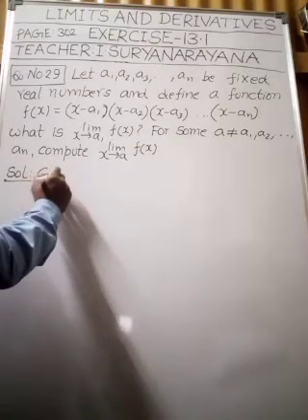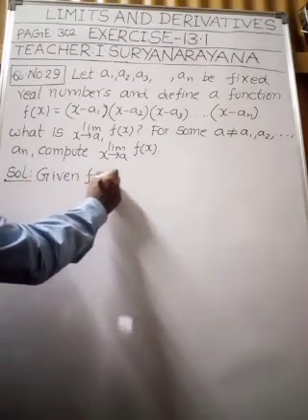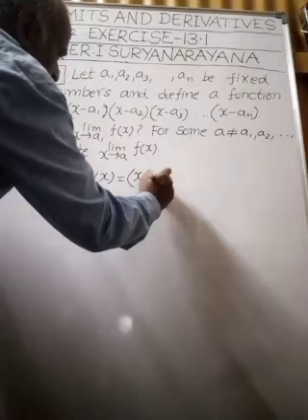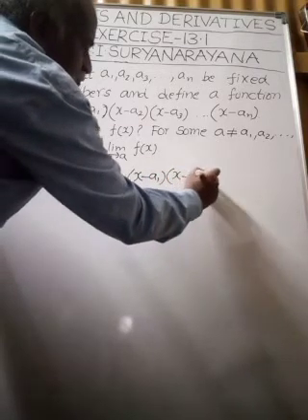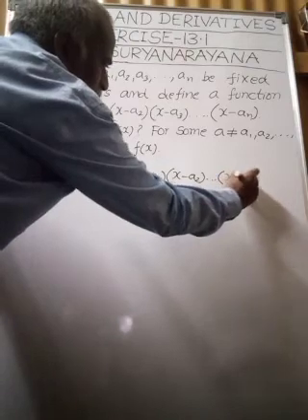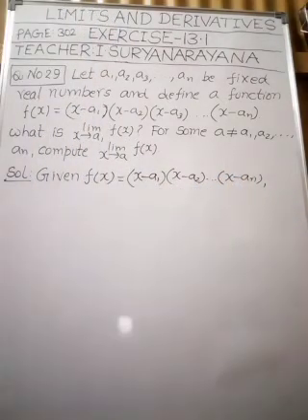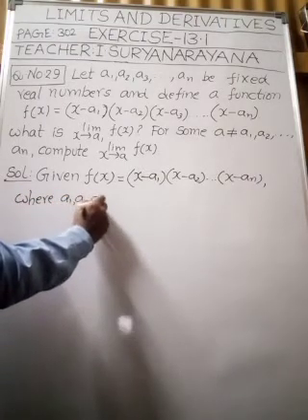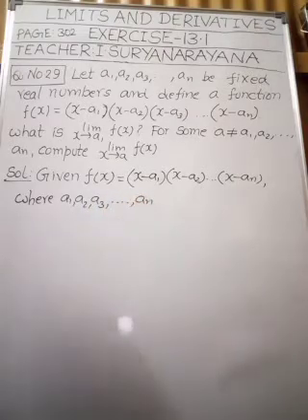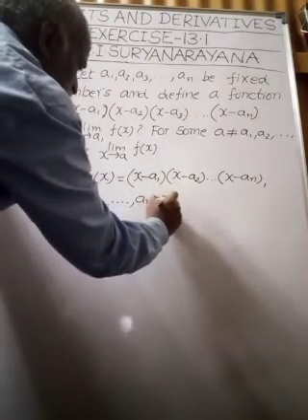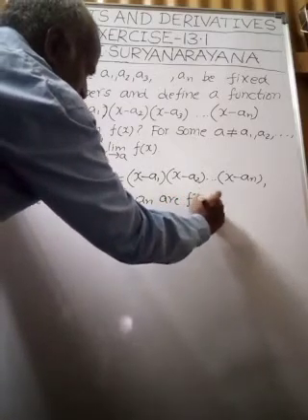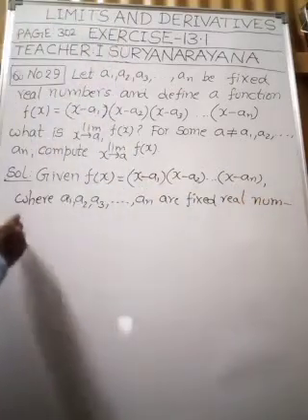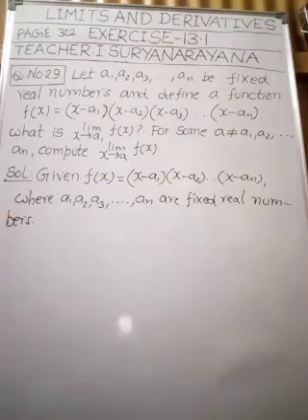Given f of x is equal to x minus a1 into x minus a2 and so on into x minus an, where a1, a2, a3 and so on, an, these are all fixed real numbers. They are fixed real numbers. Now come to the first part.